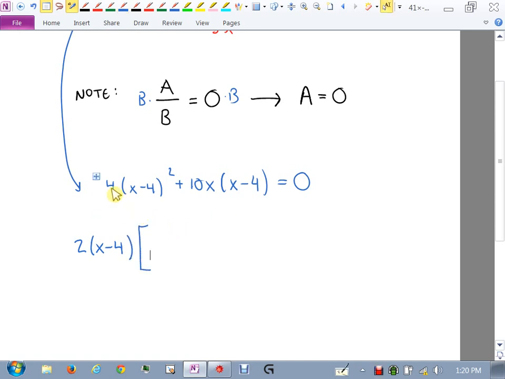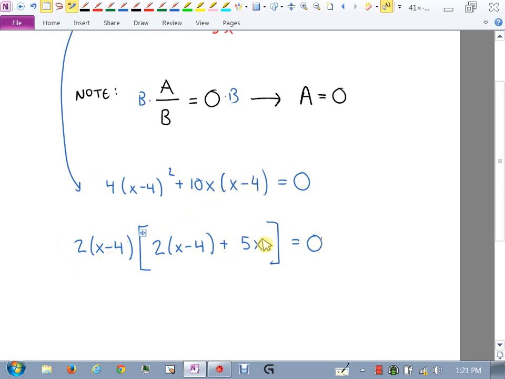So what would be missing here? I pulled a 2 out of this 4, so I should still have a 2. And there was an (x minus 4) squared. I pulled one of them, so I should be left with what? A single x minus 4? And then what about the next one? A 5x. Good. Because that 10 got reduced by 2, so I have 5, and then the x is there, and then this x minus 4 came out, so there we go.